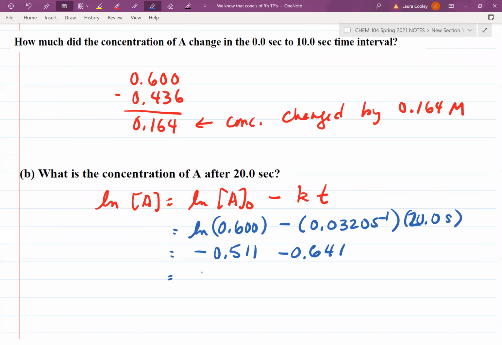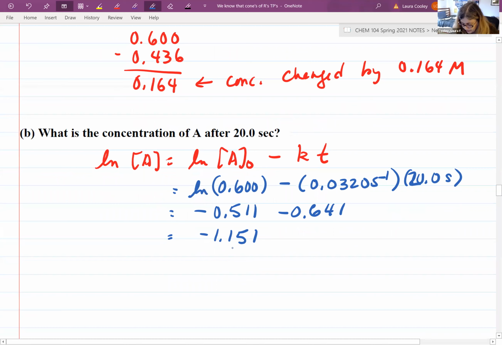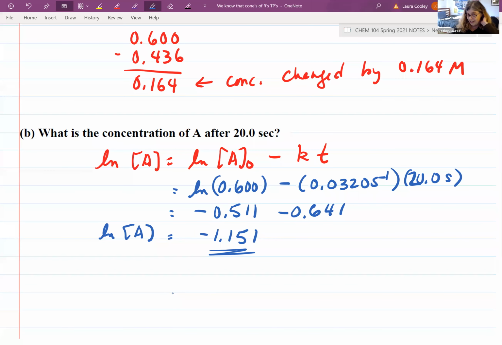Negative 1.15. Yeah, there we go. The rules for sig figs are a little bit different with logs, so I'm actually keeping these three after the decimal point, but we're not going to worry about that right now. So the log of A is this number. That does not mean that you can just change the sign and call it the molarity because it's higher than the initial, which doesn't make any sense.